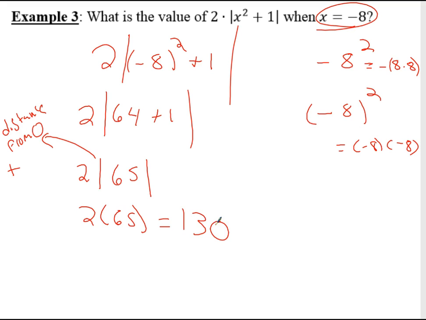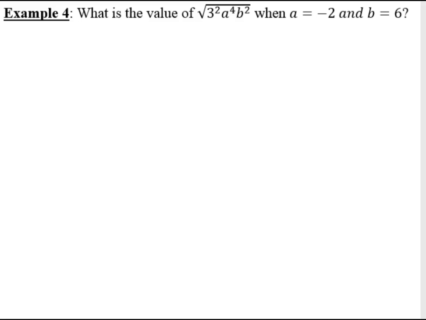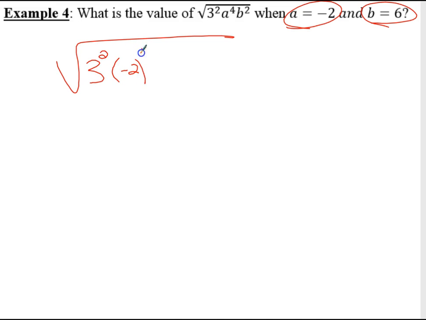130. All right, now we are going to look at our last example here, right? The square root of 3 squared, a to the 4th, b squared, when a is negative 2 and b is 6. So again, we are going to start by plugging in these values for a. And when we do that, we have to make sure that we plug it in with parentheses. And we have 6 squared.